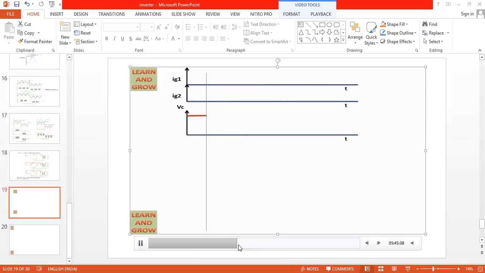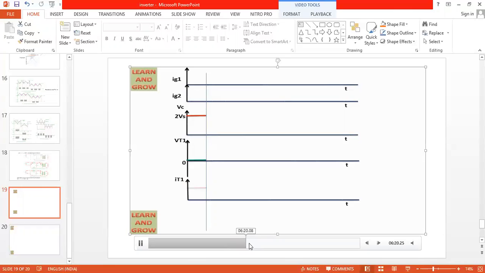As the capacitor, yes, you can see the capacitor is charged to 2 times the voltage. When the SCR is on, what is the voltage across the SCR? 0. When the SCR is on, it is just like a copper wire. Therefore, its internal voltage is 0. So these 3 waveforms you can show in the examination. Forget about IT1, and the output voltage is equal to the source voltage.